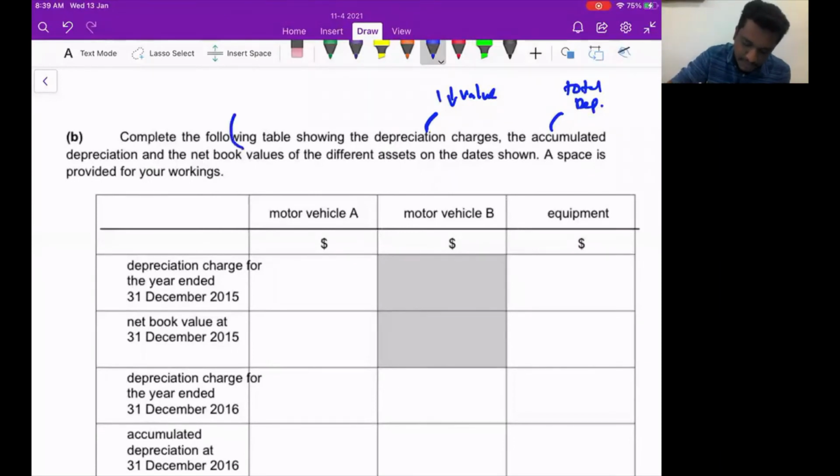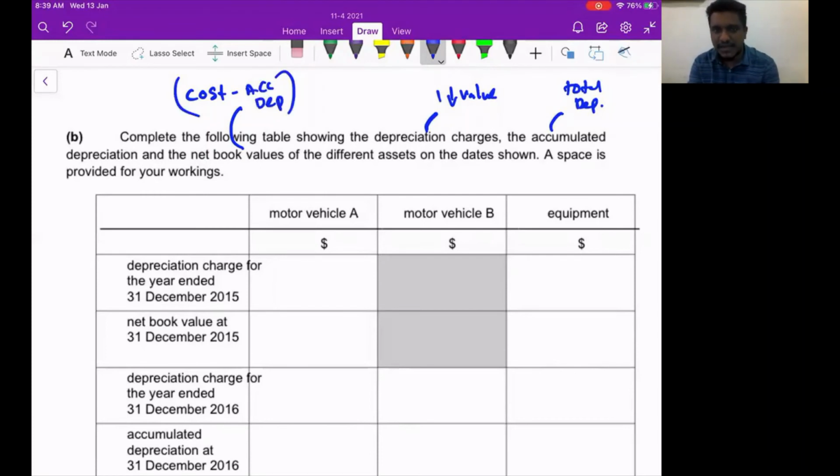Okay, net book value. You remember the formula to calculate net book value? You take the cost minus accumulated depreciation, and you will get the net book value. So make sure you're clear on these three: depreciation is the loss in value for this year only. Accumulated depreciation is the total depreciation from previous years until this year. Net book value is cost minus accumulated depreciation.